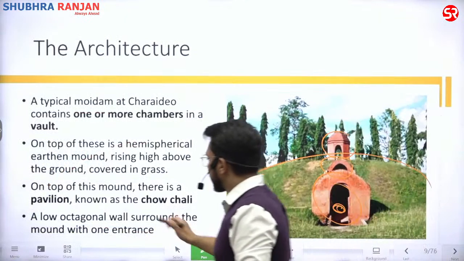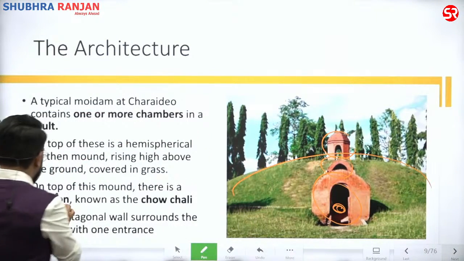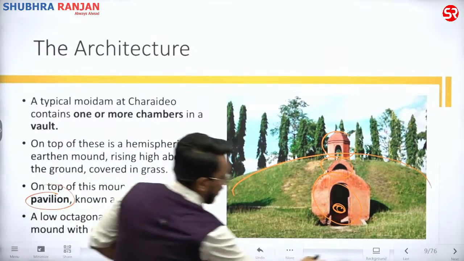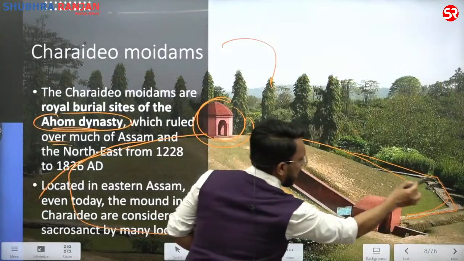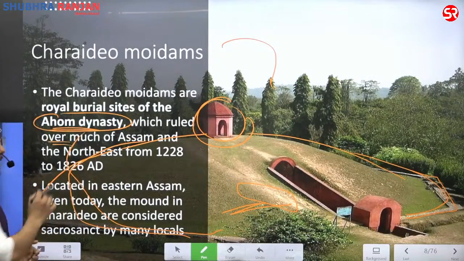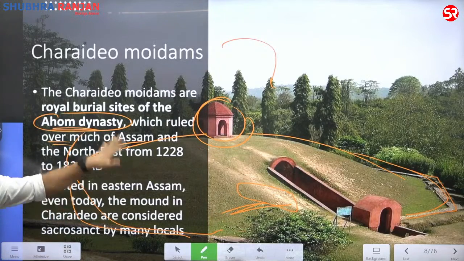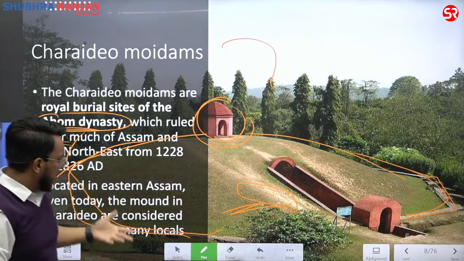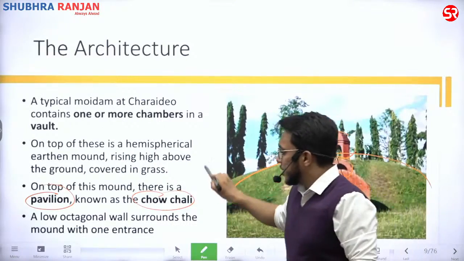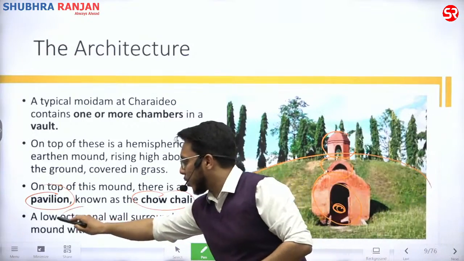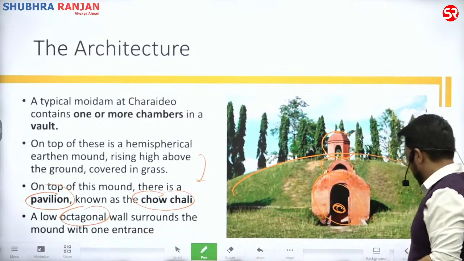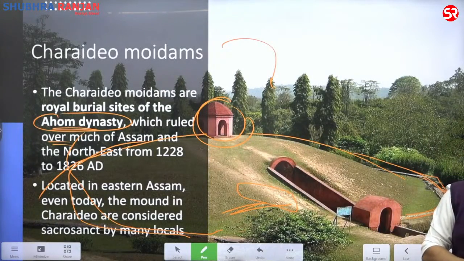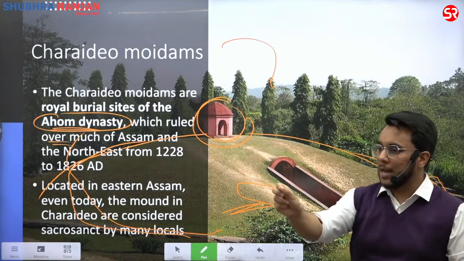Now when we talk about it, there is a kind of pavilion which is called the Chow Chali. If you see here, there is a kind of boundary, a polygonal boundary, and within this boundary there is a kind of ground, a pavilion which has been named Chow Chali. Sorry, I said polygonal, it is octagonal. So if we look, it is an octagonal boundary or periphery that we have. Is it clear or not? By the way, have you got the notes, the handout?